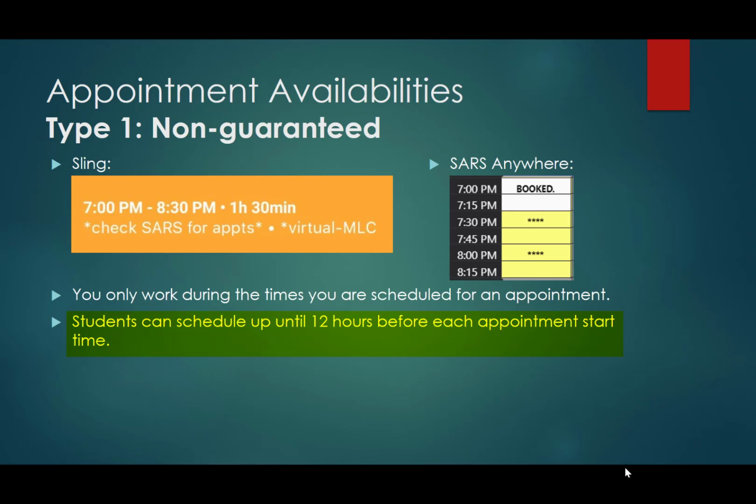With this appointment type, students can schedule an appointment up to 12 hours before each appointment start time, so this tutor would know by 7 a.m. if their 7 p.m. appointment was going to fill, but they wouldn't know until 8 a.m. if their 8 p.m. appointment was going to fill.